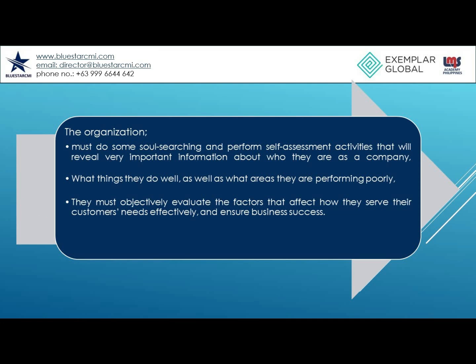They must objectively evaluate the factors that affect how they serve their customers' needs effectively and ensure business success. This self-introspection is not something that all or most organizations perform well, let alone develop processes for, as it can be difficult to remain unbiased and objective when looking inwards. But this activity can provide massive value to the success of the organization's quality management system. This is exactly what this new section of the ISO 9001 standard requires, and it is no surprise that ISO made this the lead-off section for the standard, as the outputs from implementing the concepts of Clause 4.1 should be used as inputs for all other activities required by the standard.